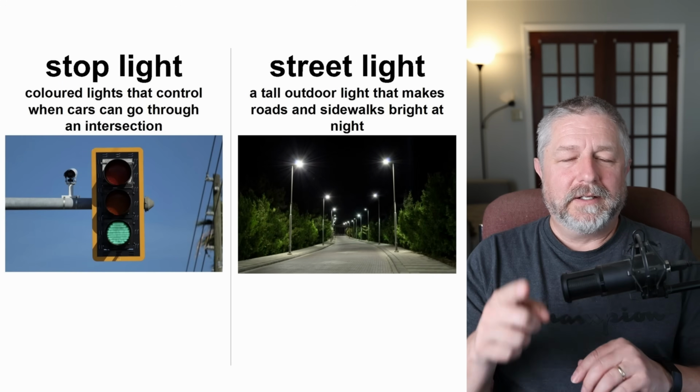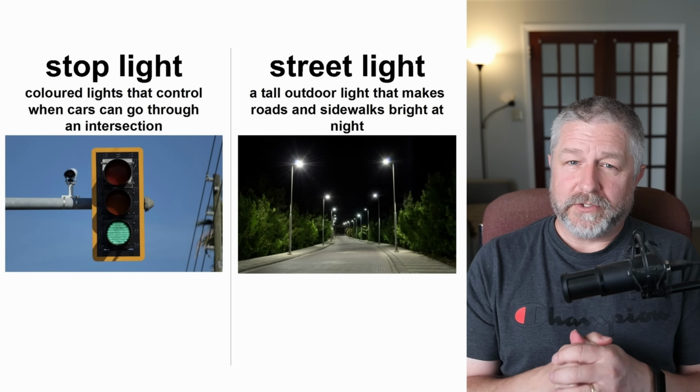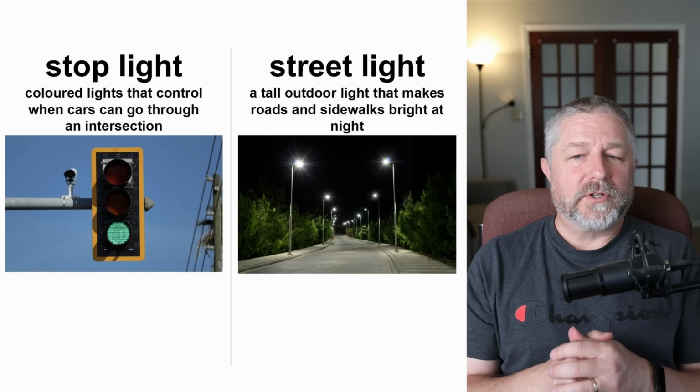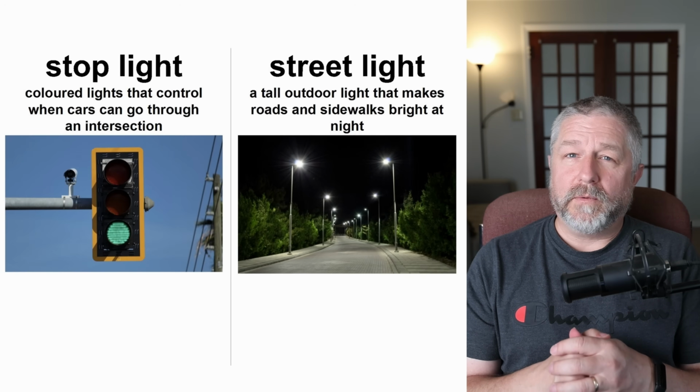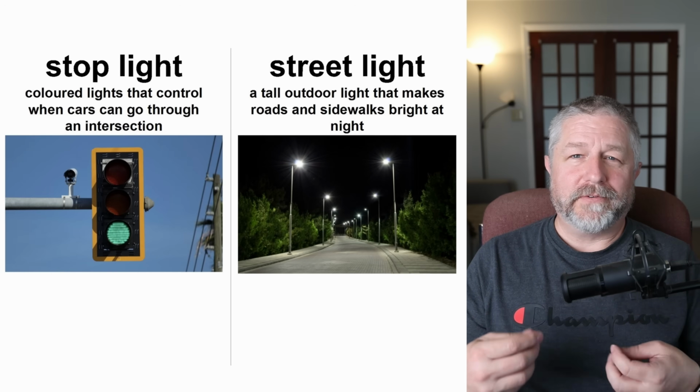Stoplight and street light. A stoplight: colored lights that control when cars can go through an intersection. And then street light: a tall outdoor light that makes roads and sidewalks bright at night. Both of these lights, by the way, are for safety.